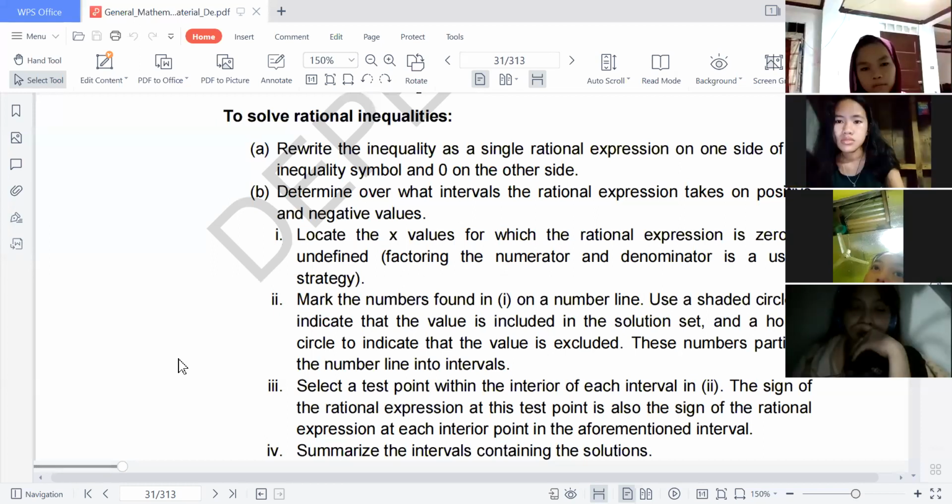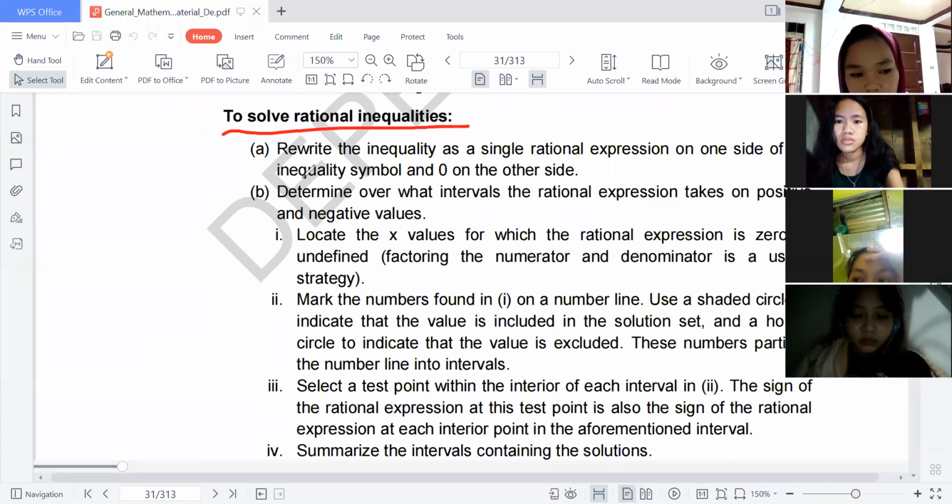So are you ready? To solve rational inequalities, these are the steps to follow. Can I ask Ronica to read the first step? Go, Ronica.